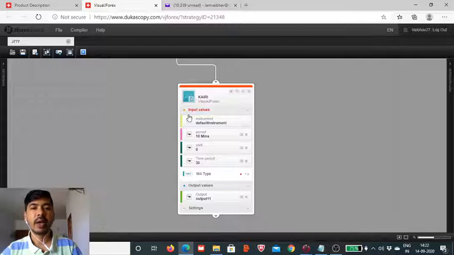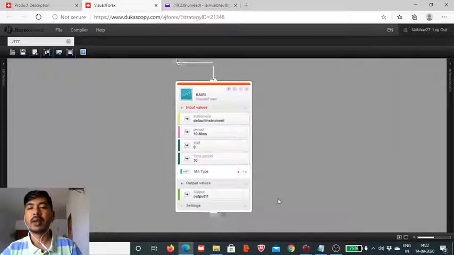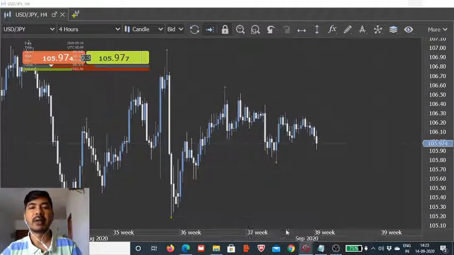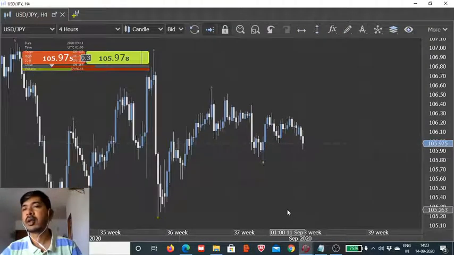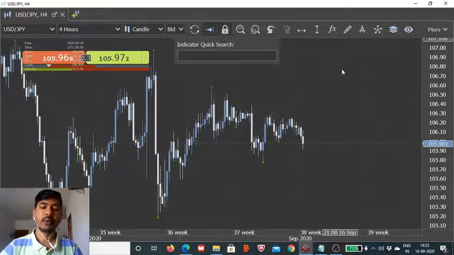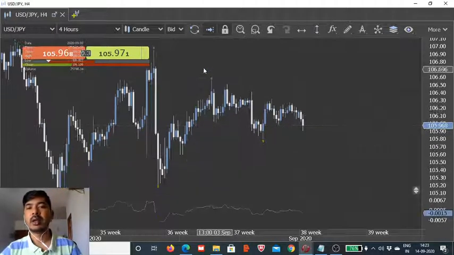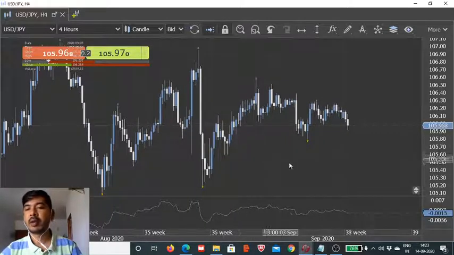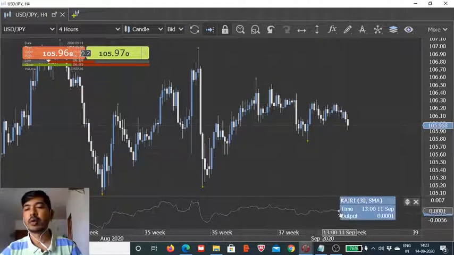So here we have to define these input values, and depending on the input parameters we get the output value. This is the output, the value of the KAIRI relative index, and it will give us an idea whether the momentum is on the buy side or on the sell side. So we straight away add this indicator. Here we do a quick search, and we have the KAIRI relative index, and I will briefly explain the logic behind the use of KAIRI.